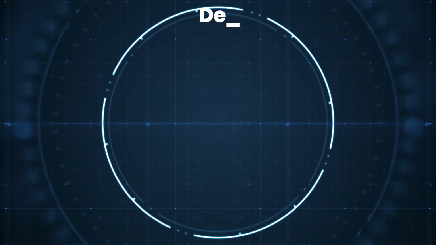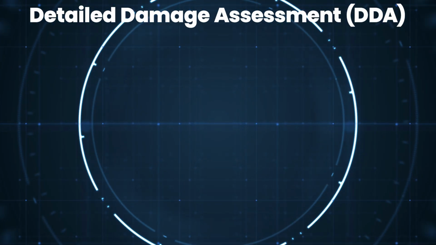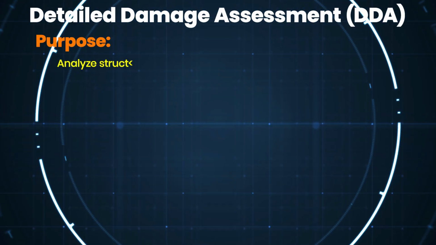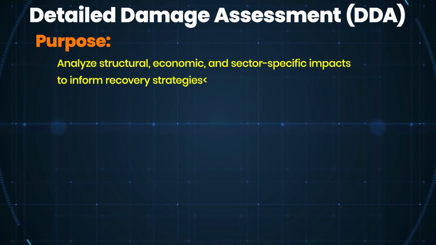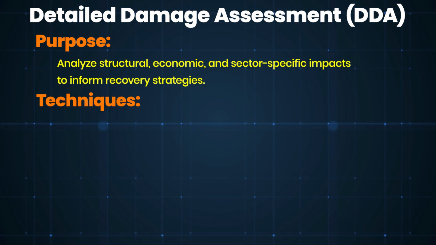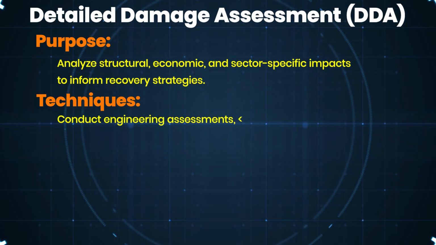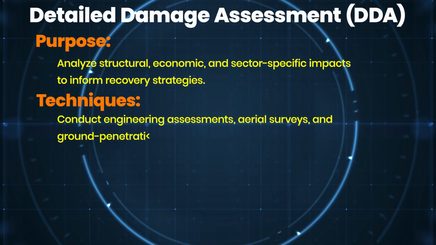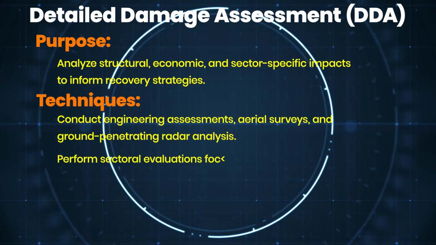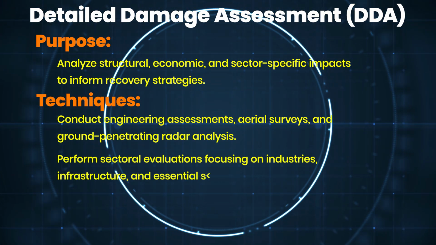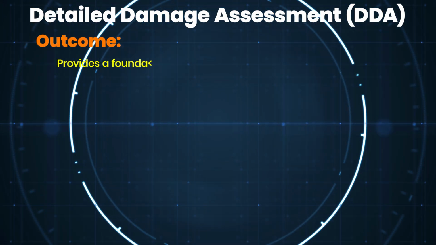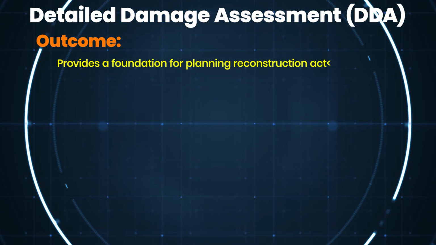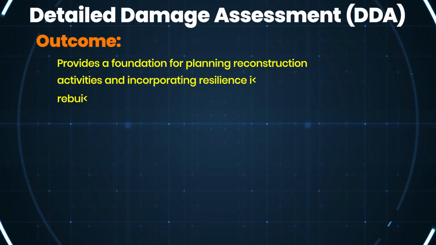The outcome expected is it enables efficient deployment of resources, minimizes duplication and ensures aid reaches those who actually need it. Then comes detailed damage assessment, DDA. The purpose is to analyze structural, economic and sector specific impact to inform recovery strategies. The technique adopted is to conduct engineering assessment, aerial surveys and ground penetrating radar analysis, and perform sectoral evaluations focusing on industries, infrastructure and essential services. The outcome is it provides a foundation for planning reconstruction activities and incorporating resilience into rebuilding measures.